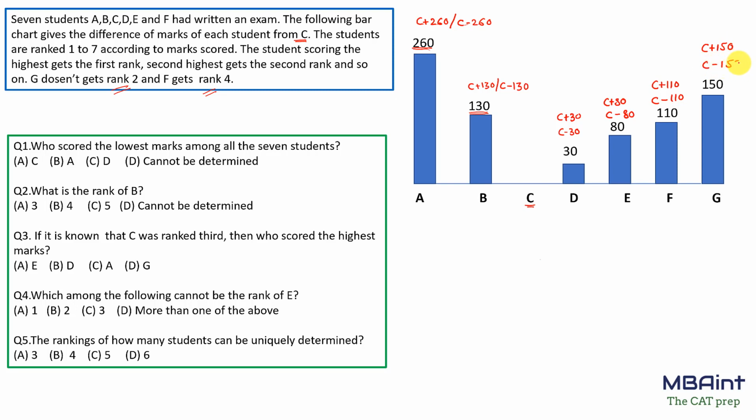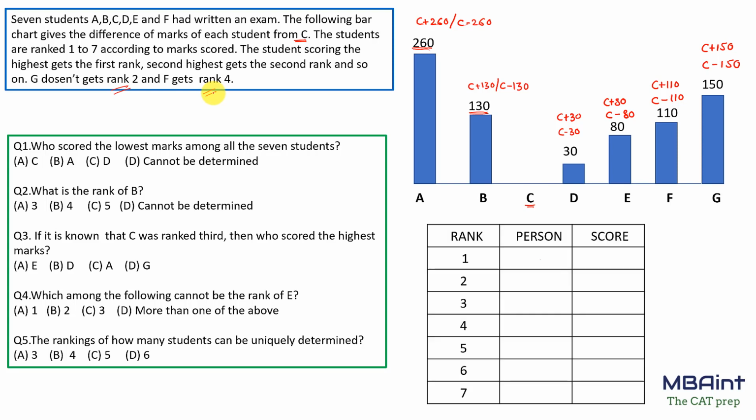Now what extra information that we have is that G does not get rank 2 and F gets rank 4. So let's make a table in which we have the name of person, rank and their scores. Fine. Now let's start. What information that we have is that F's rank is fixed and that is the rank of 4. So F has two possibilities, either to score C plus 110 or C minus 110. And the other information that we have is that G cannot come at this place.